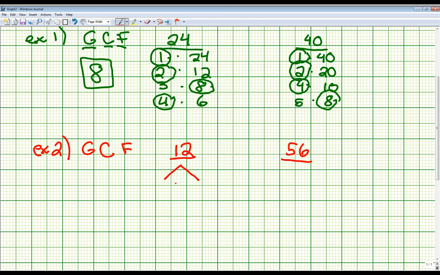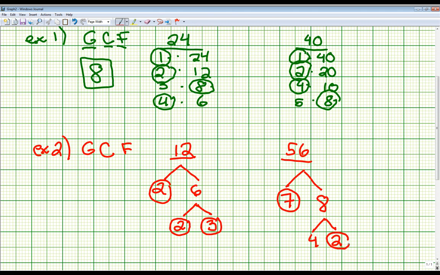So how we can get to 12, it would be 2 times 6, and 2 is prime, so I'm going to circle it. The 6 can be multiplied out with factors of 2 times 3. And both the 2 and the 3 are primes, so we're going to circle both of those. So we're done with this one because all the bottom ones are prime. If we go over and do the same thing for 56, one way of getting to 56 would be 7 times 8. And 7 is a prime number, so we're going to circle that. A way to get to 8 would be 4 times 2, and the 2 would be prime.